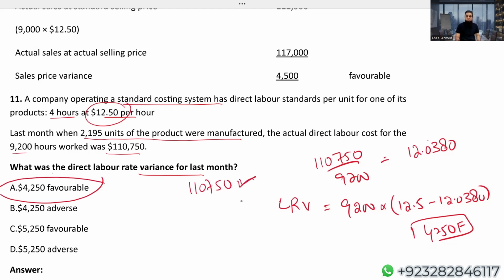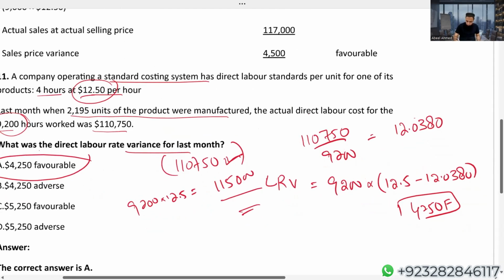Now let's see what the cost should have been according to the standard. The labor actually worked 9,200 hours. According to the standard, one labor hour rate should be 12.5. It means 9,200 multiplied by 12.5, which should be 115,000 according to the standard. Now look at this: your actual cost is less than the cost according to the standard, so obviously the variance is favorable. You can see the difference of these two: definitely we get the same amount, 4250 favorable.